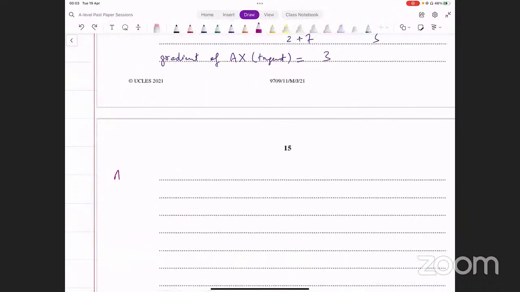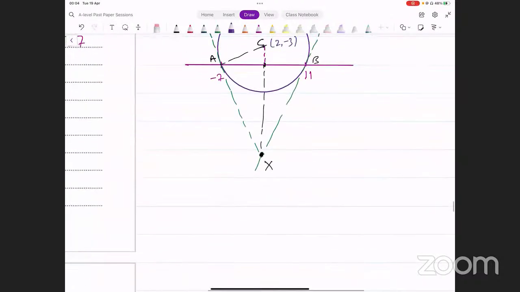ठीक है? AX जो मेरे पास tangent है, मैं क्या करूँगा उसका? I know the gradient, that is 3. I know a point, that is A, which was minus 7, 0. Equation लिख लें, y minus y1, y minus 0 equals m into x minus x1. So x minus minus 7, that becomes x plus 7. Y equals 3x plus 21. ठीक है? ये मेरे पास AX की equation आ गई.